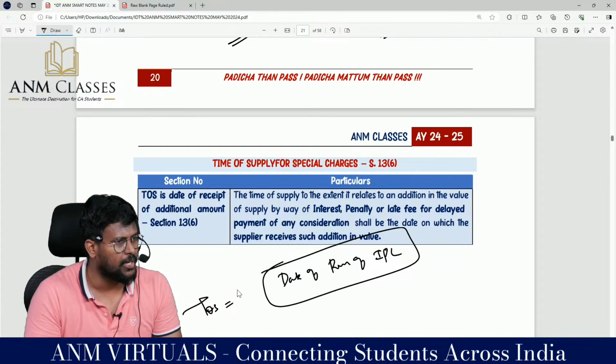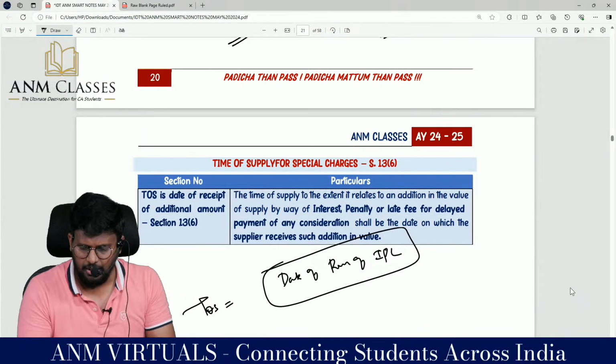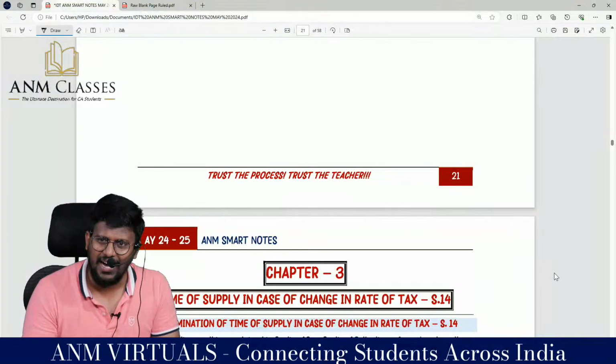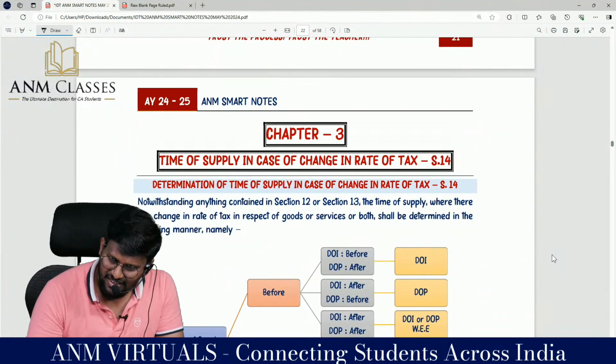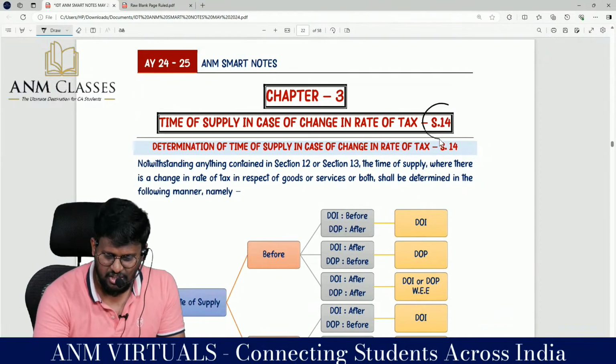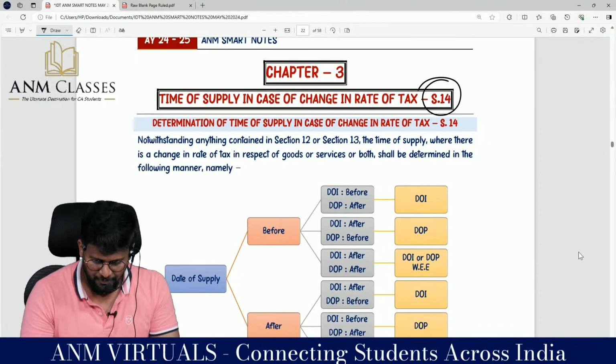What is section 12? Time of supply of goods. What is section 13? Time of supply of services. Right? We are done with section 12 and we are done with section 13. Comfortable? I am moving into section 14, time of supply in case of change in rate of tax.